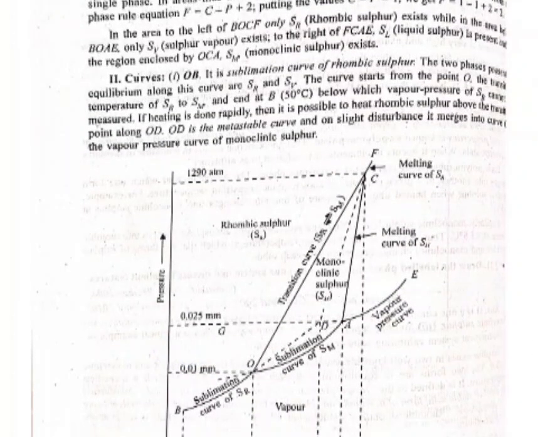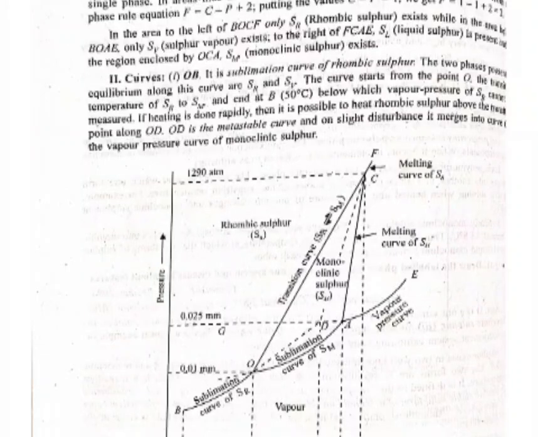The phase diagram of the sulfur system is obtained experimentally by plotting pressure versus temperature, as shown in the figure below. The diagram consists of six stable curves: BOA, AO, OC, AC, and CF, and four metastable curves: OD, OG, AD, and CD. The curves divide the diagram into four areas: to the left of BOCF, below BOA, to the right of FCA, and enclosed by OCA.